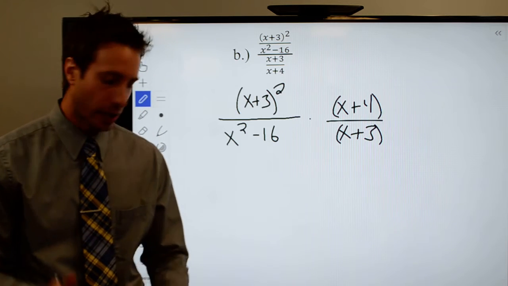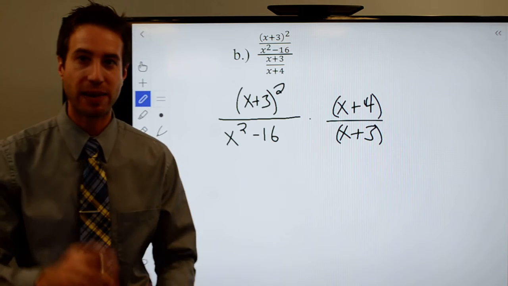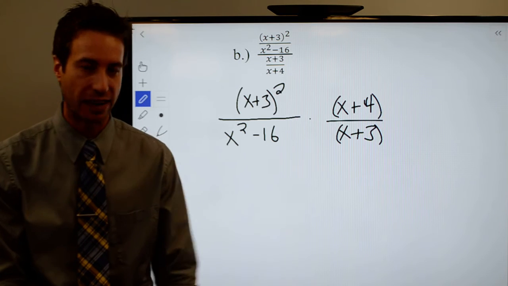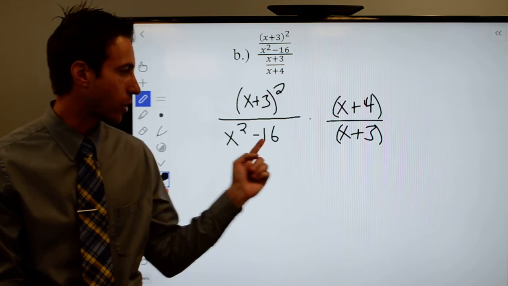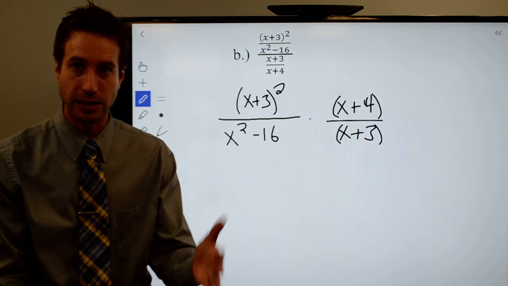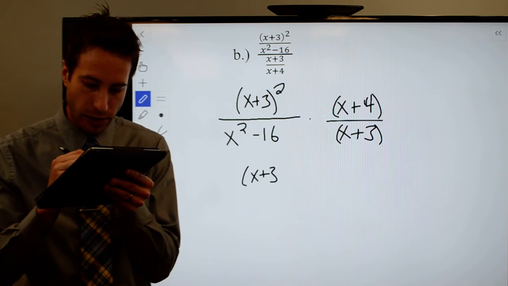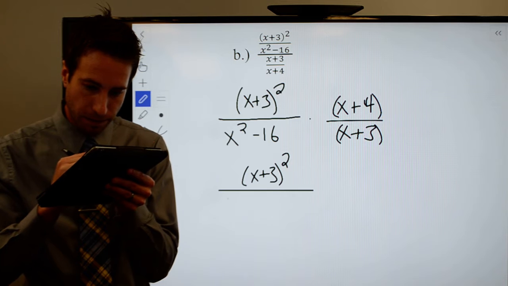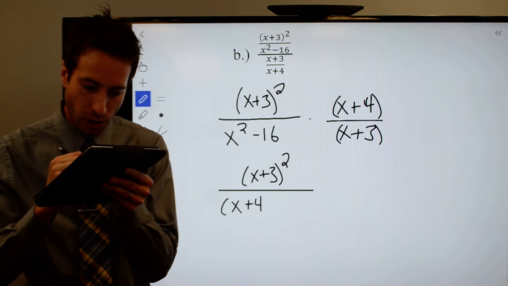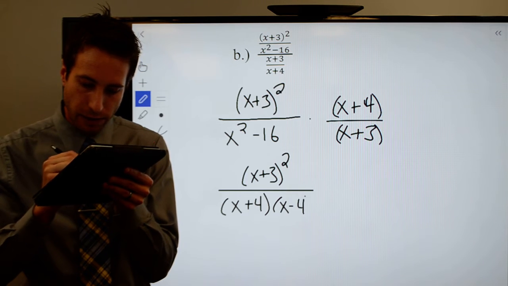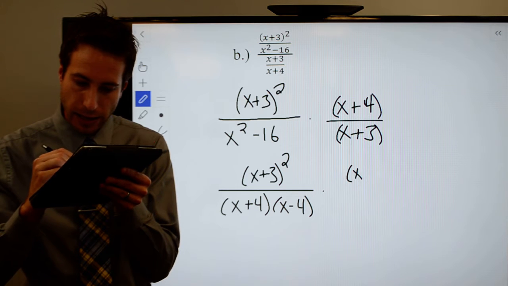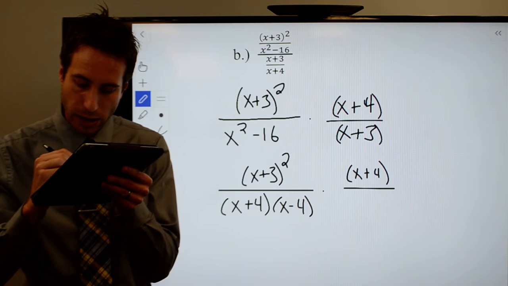And then again, I take a quick look at this. They should be just jumping out at you at this point. I've lost track of how many of these we've done. X squared minus 16 is a difference of squares. So we have (x plus 3) squared over (x minus 4)(x plus 4), times (x plus 4) over (x plus 3).